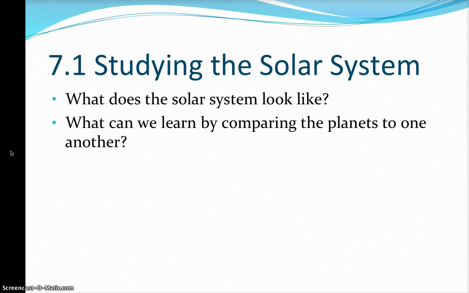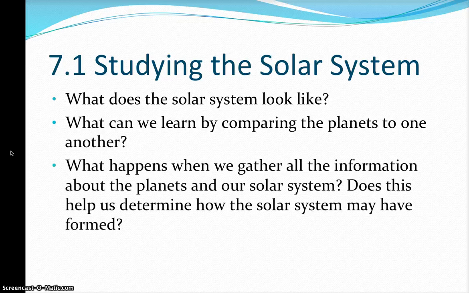So the first thing we'll have to do is think about what it looks like. We want to think about all the different planets. Can we compare them to each other? How are they similar? How are they different? And then when we have all this information about what the solar system looks like and our different types of planets, we'll have to think about some sort of scenario that seems scientifically valid and likely as to how the solar system may have formed.